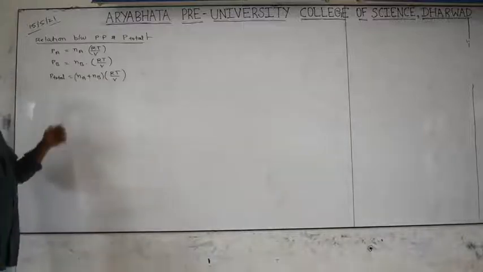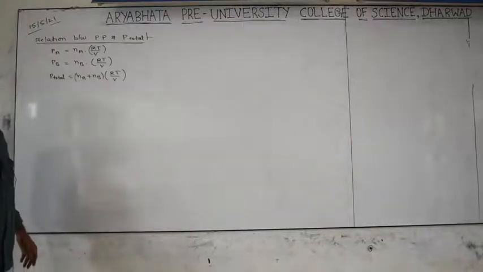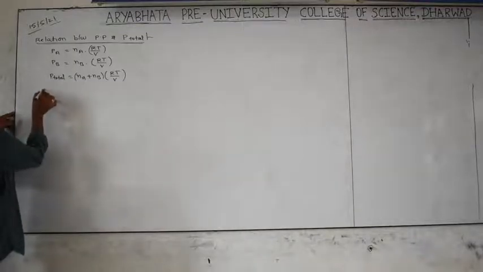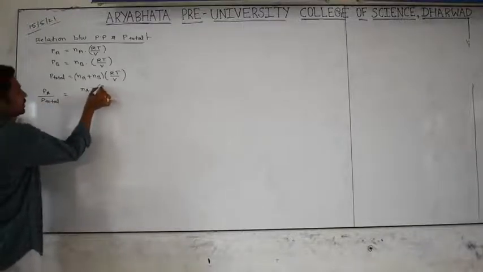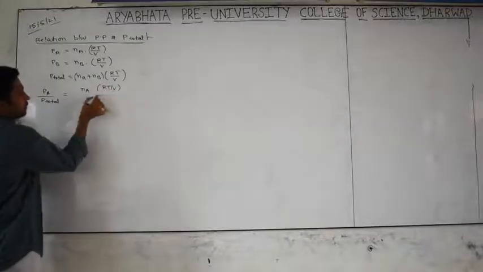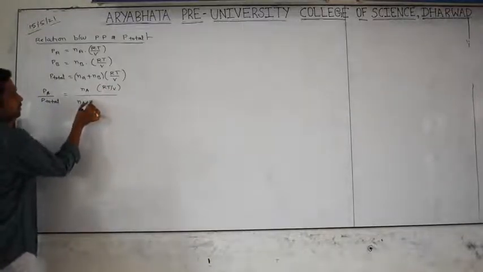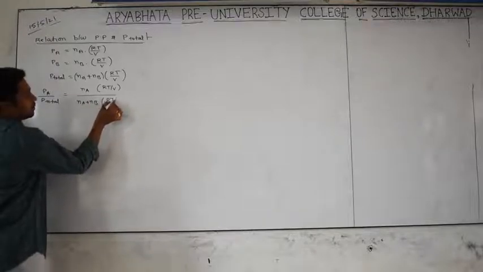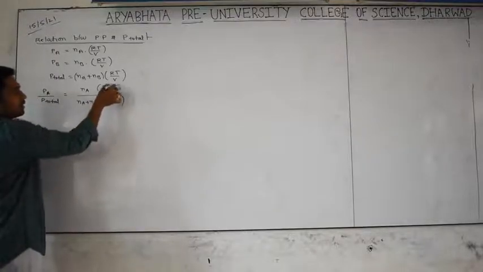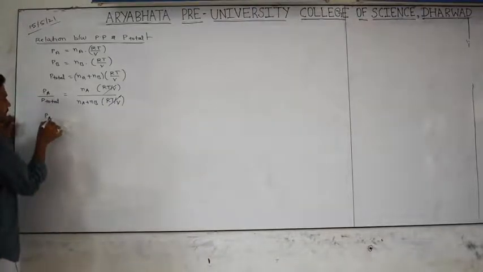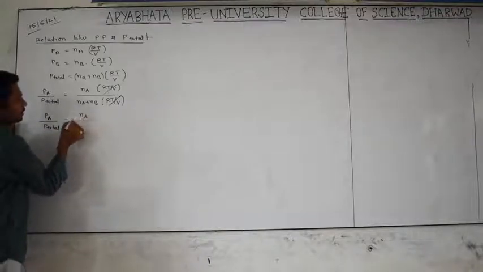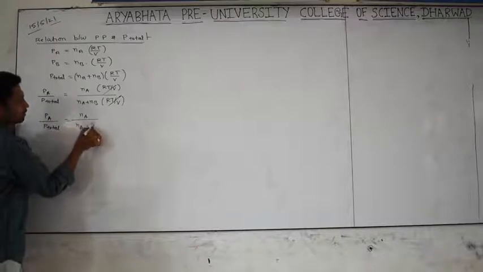Now I want to get the relation between partial pressure and total pressure, which is a very important thing. See carefully, the partial pressure of A gas by total pressure is equal to the number of moles of A into RT by V, divided by N of A plus N of B into RT by V. RT by V cancels. So we are getting partial pressure of A by total pressure is equal to N of A by N of A plus N of B.